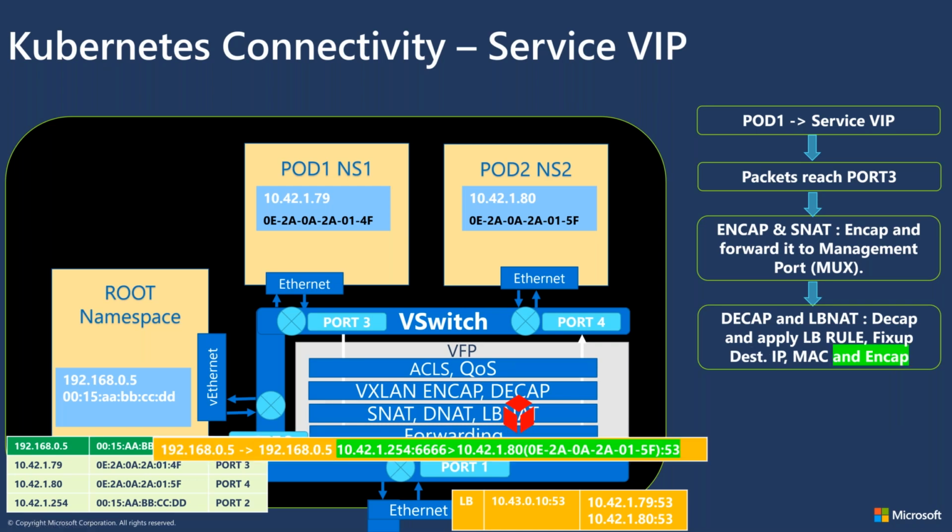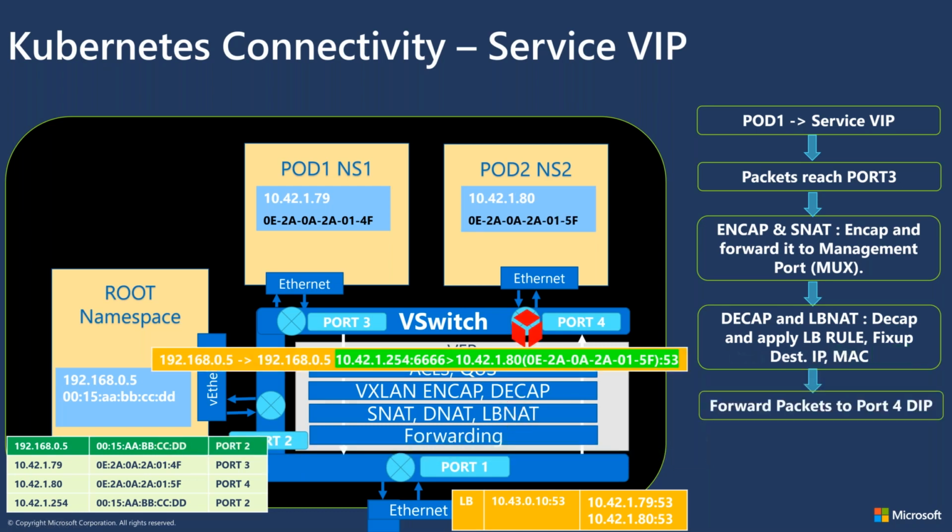Now, we also encap the packet because this is overlay networking. So we encap the packet based on the destination MAC and the IP that was selected. The corresponding provider address will be programmed in the outer header. Since this destination pod is also in the same host, we basically use the same host IP as the source and destination. Again, VFP does the inner MAC forwarding and forwards it to port 4.